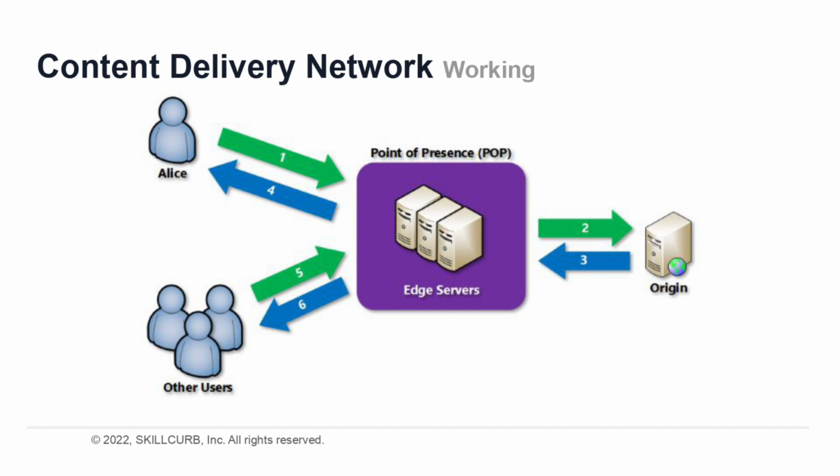Additional users can then request the same file by using the same URL that Alice used and can also be directed to the same POP. This can be seen in step 5. And then if we take a look at step 6 now, if the TTL for the file hasn't expired, the POP edge server returns the file directly from the cache. This process results in a faster and more responsive user experience.